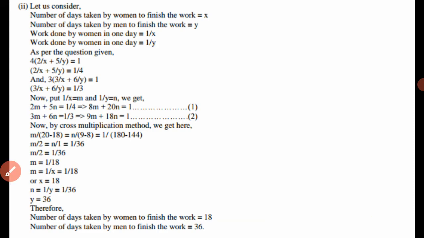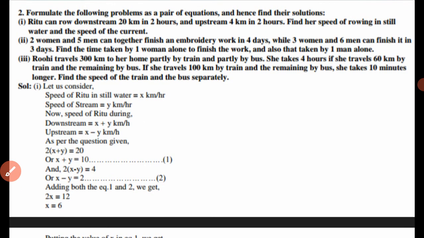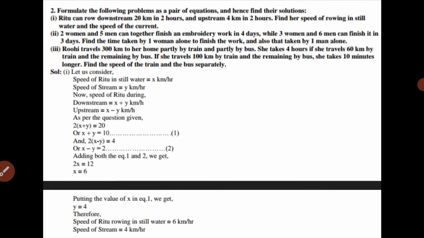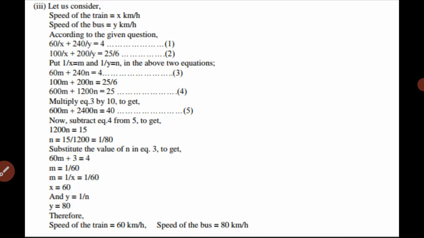Now after this, see the third part. In the third part we are given: Ruhi traveled 300 km to her home, partly by train and partly by bus. She takes 4 hours if she travels 60 km by train and the remaining by bus. If she travels 100 km by train and the remaining by bus, she takes 10 minutes longer. Now find the speed of the train. So here we have to find the speed of train and bus separately.